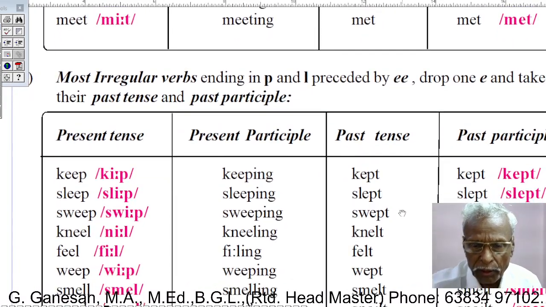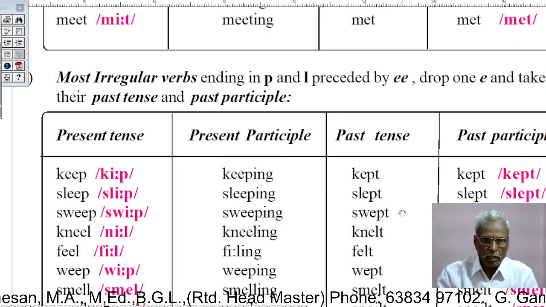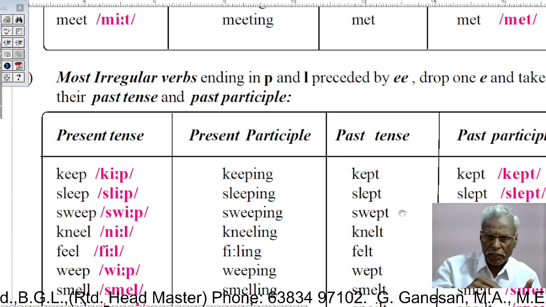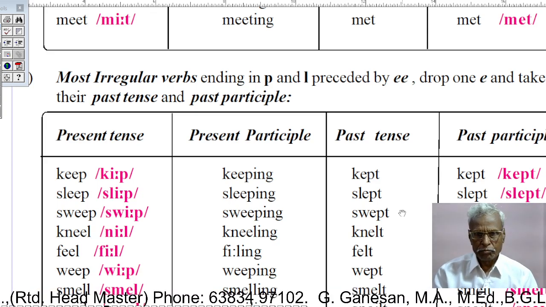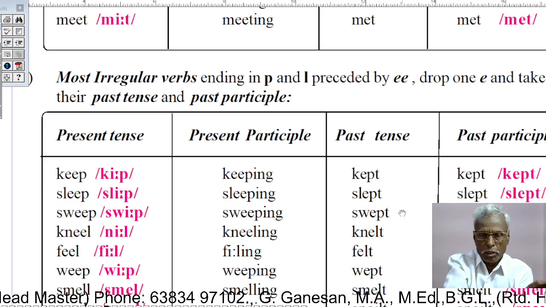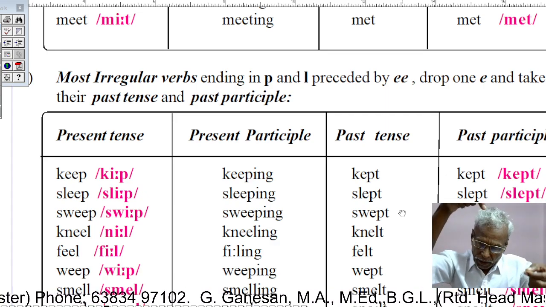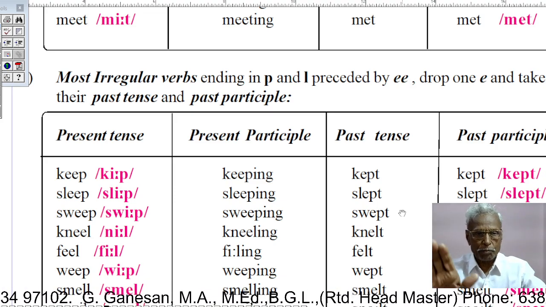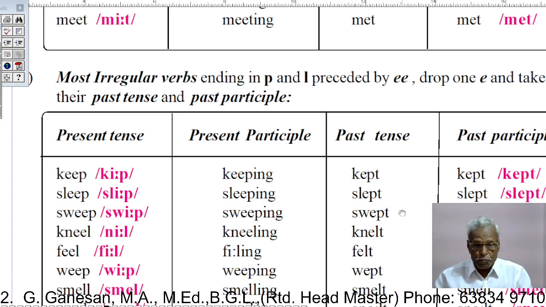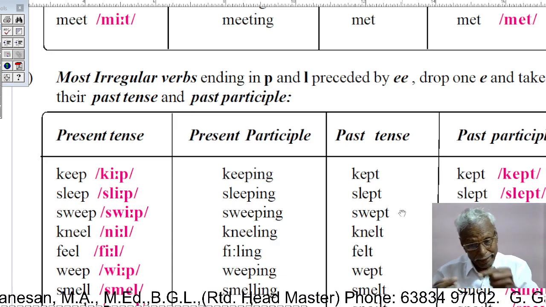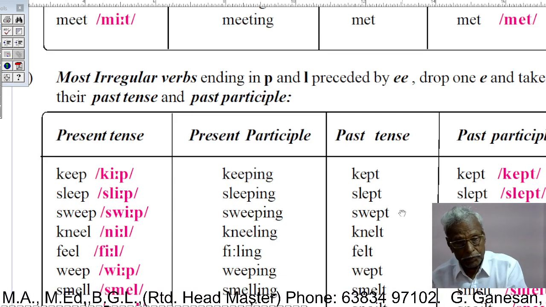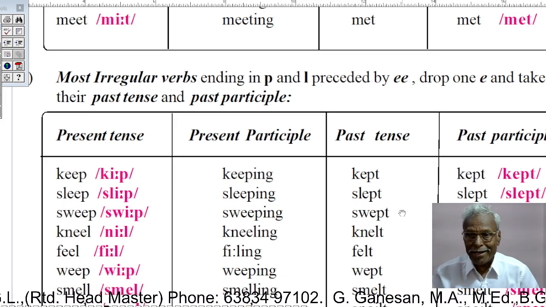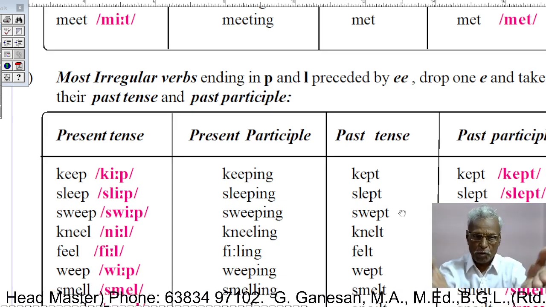Fifth rule under this class. Most irregular verbs ending in P or L preceded by two E's: drop one E and take T to form their past tense and past participle. Again, most irregular verbs ending in P or L preceded by a double E, drop one E and take T to form their past tense and past participle.